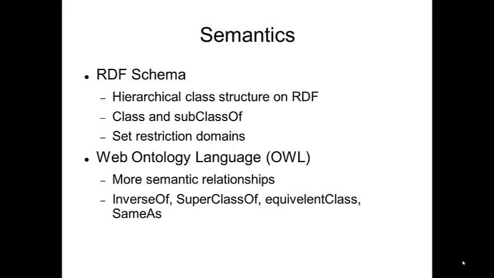Web Ontology Language, also known as OWL, adds even more semantic relationships. So things like inverse of, because remember these are directed graphs, so it allows you to define that the inverse is also acceptable. It does superclass, equivalent classes, same as. So it adds more and more semantics on top of your graph models.